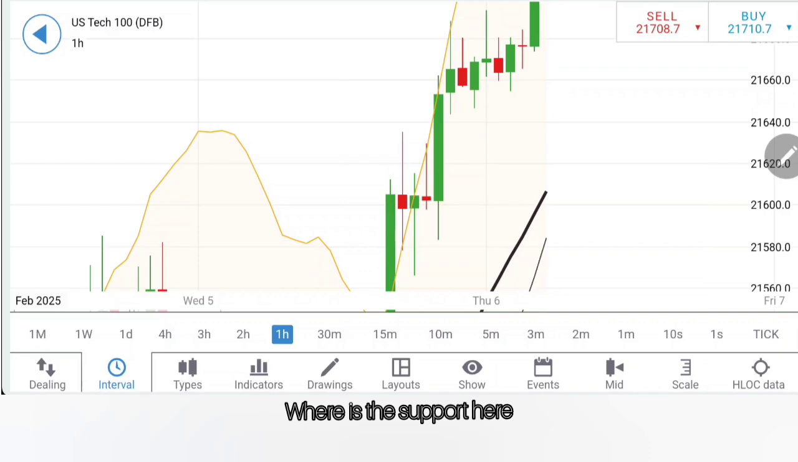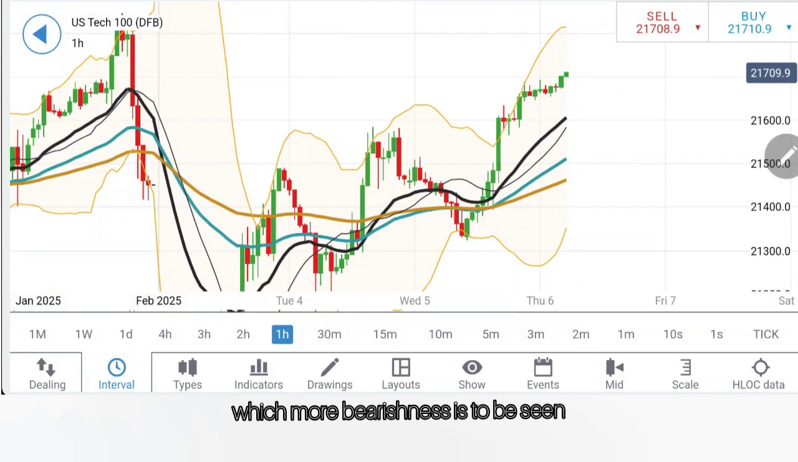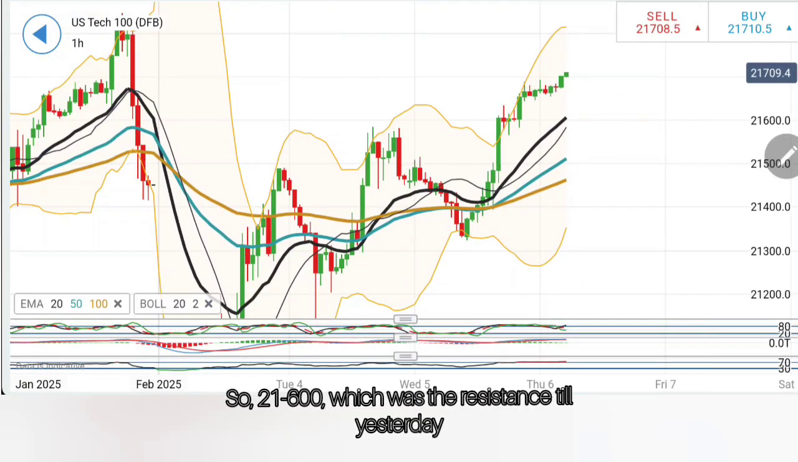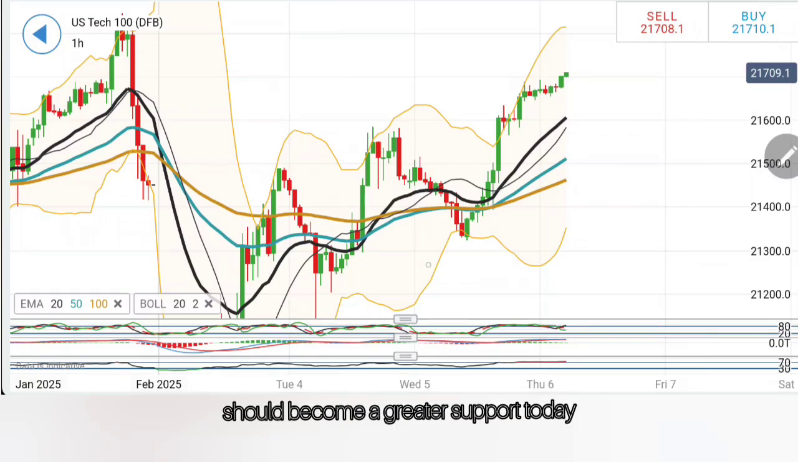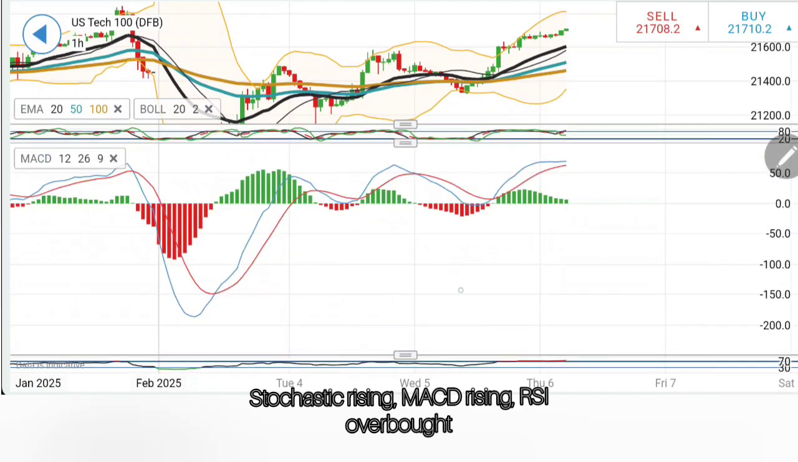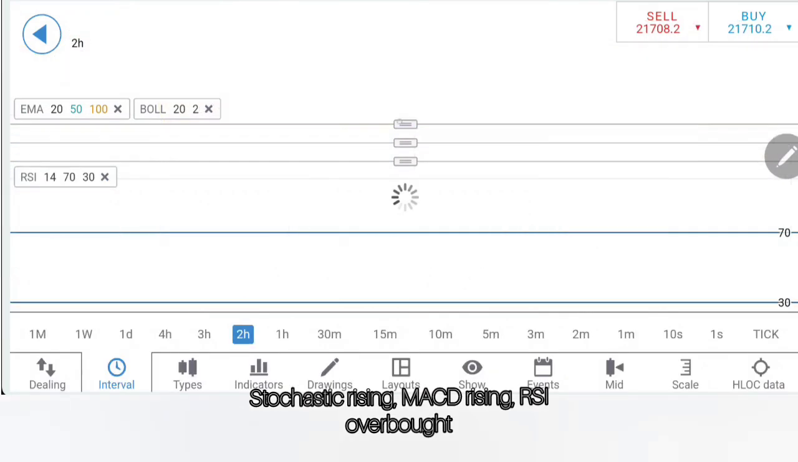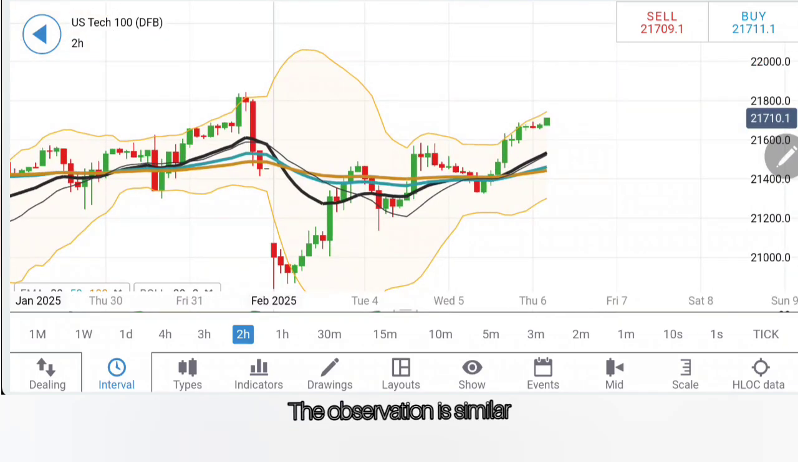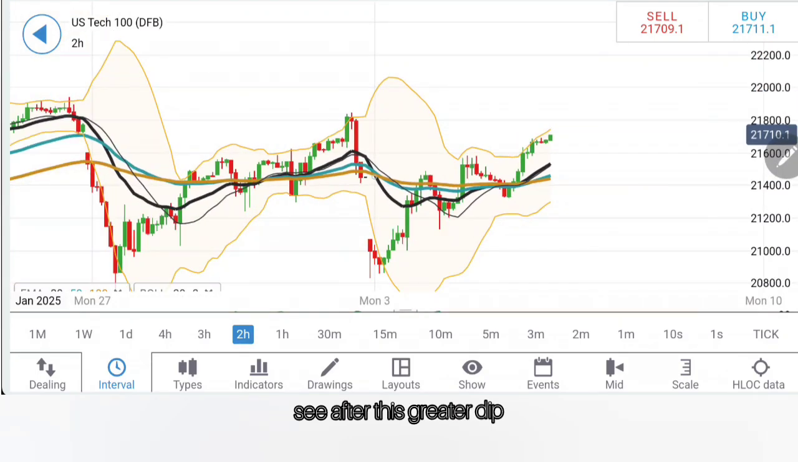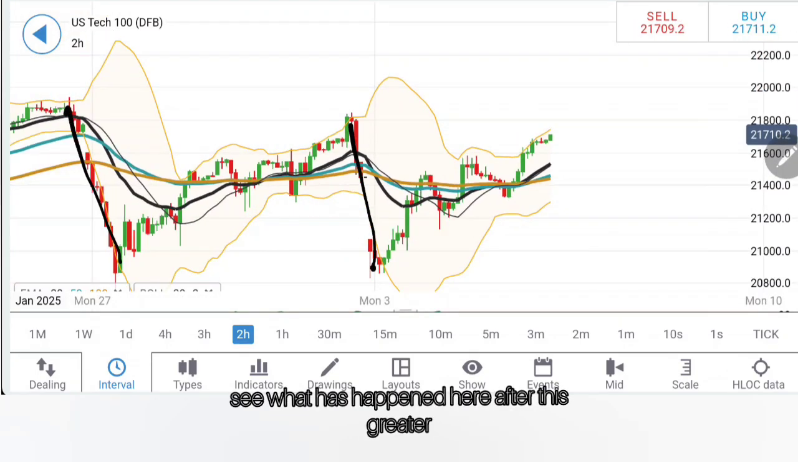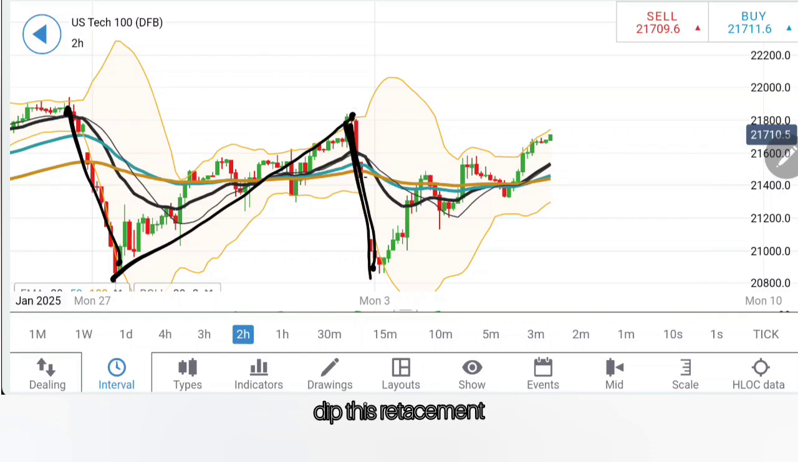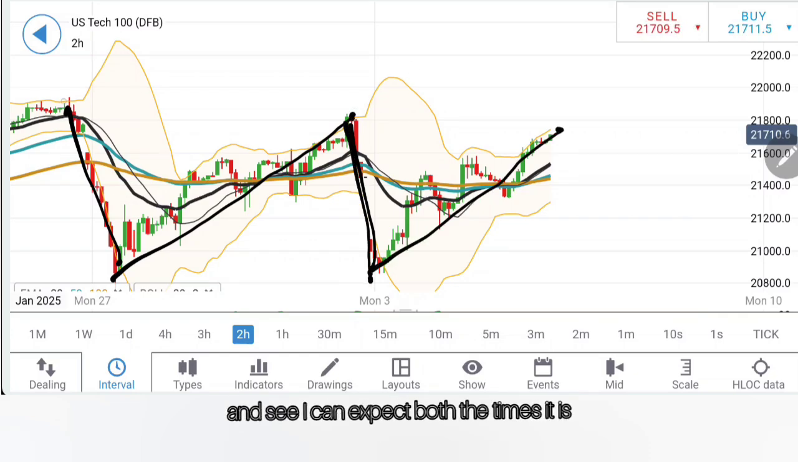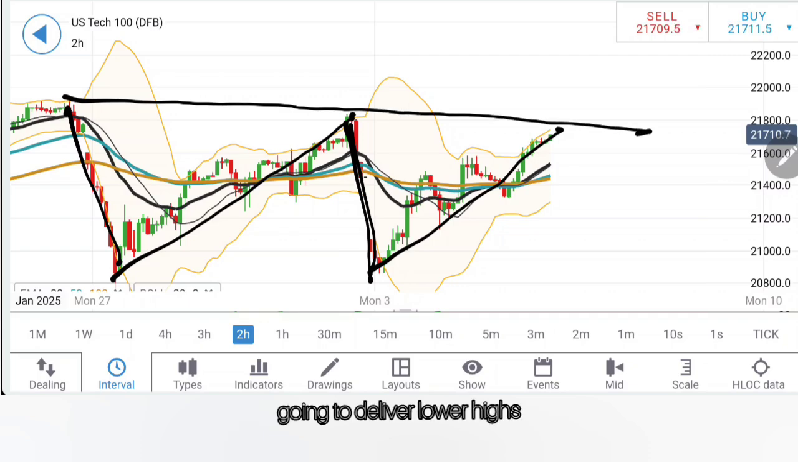Where is the support here? Towards 21,600, below which more bearishness is to be seen. So 21,600, which was the resistance till yesterday, should become a greater support today. Stochastic rising, MACD rising, RSI overbought. Coming to 2 hours, the observation is similar. See, after this greater dip, it is trying to retrace. See what has happened here: after this greater dip, this retracement, after this dip, retracement. And see, I can expect both the times it is going to deliver lower highs.